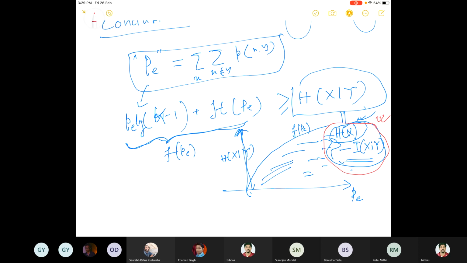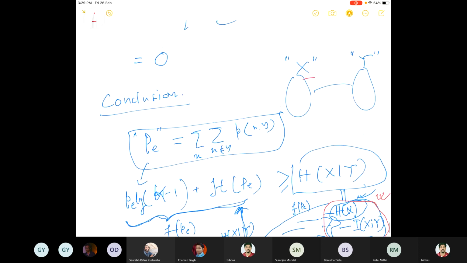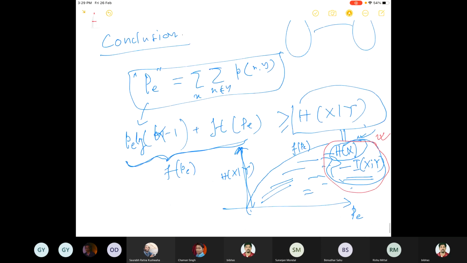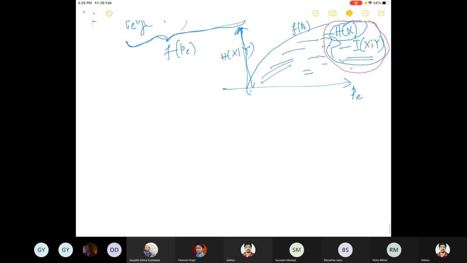Now what we'll do is, this is for any x and y, input random variable x and output random variable y. Now we'll extend this theorem into a more general setup. Instead of x and y, suppose we have a bunch of x's and a bunch of y's, then what is the bound for the error probability? So now we extend the above theorem.